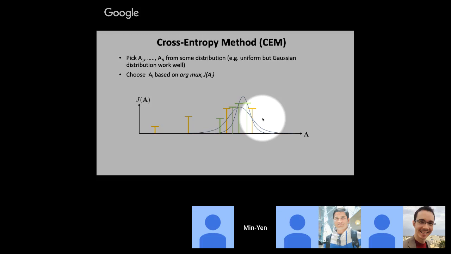Other comments or thoughts about this? More suited towards continuous actions. Why do you say that?